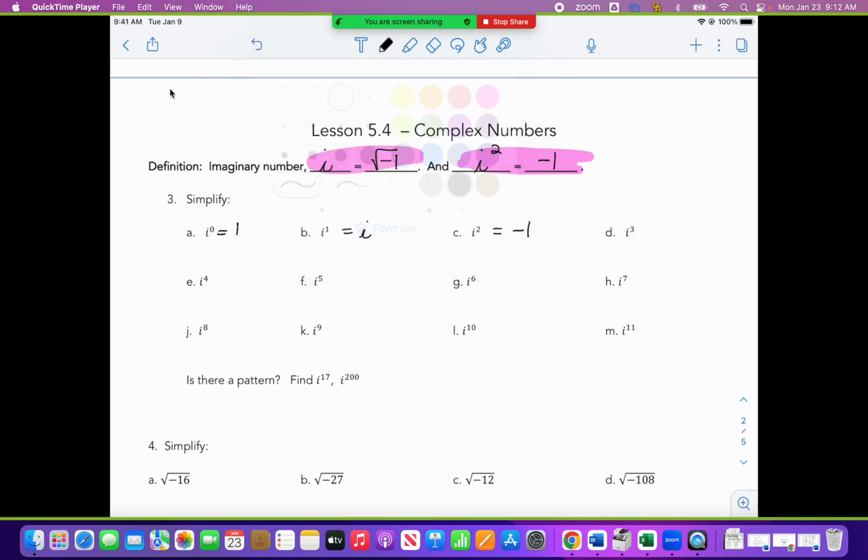So if I have i cubed, that is going to be i squared times i. But what is i squared?